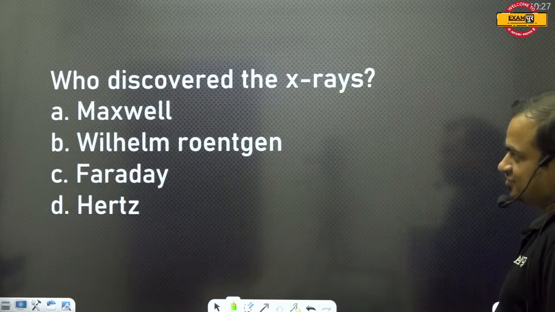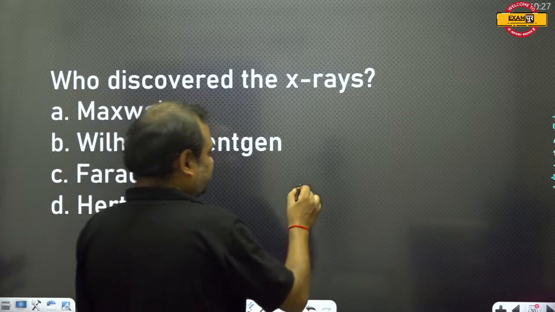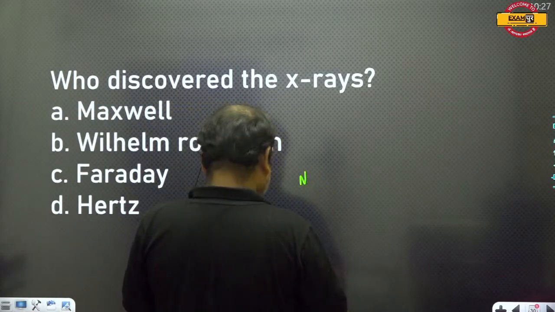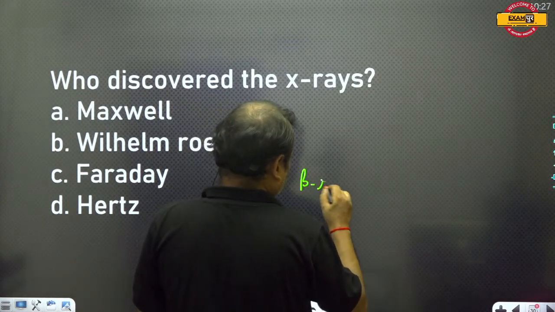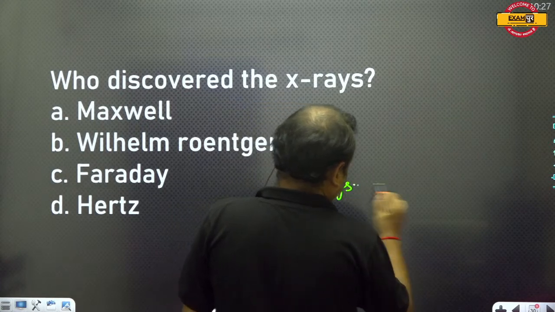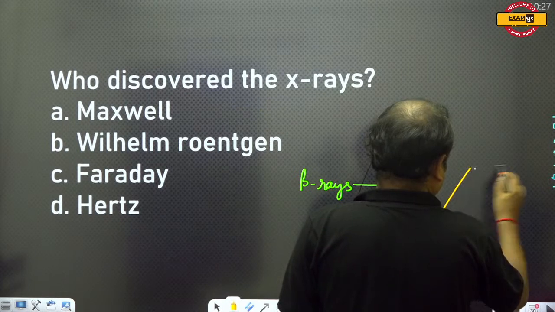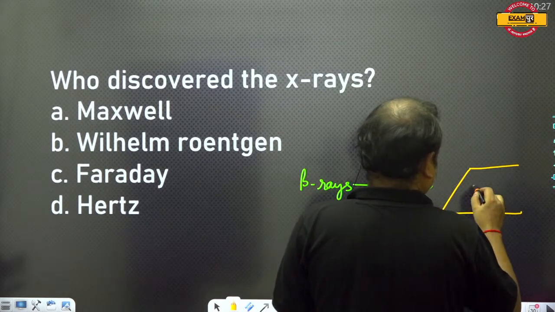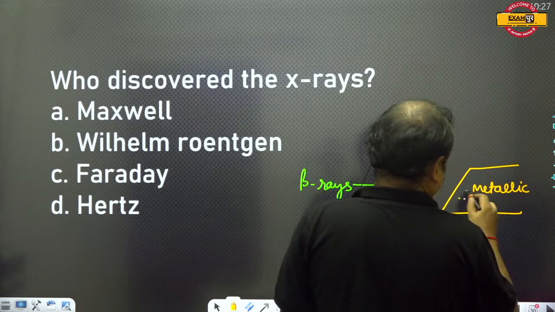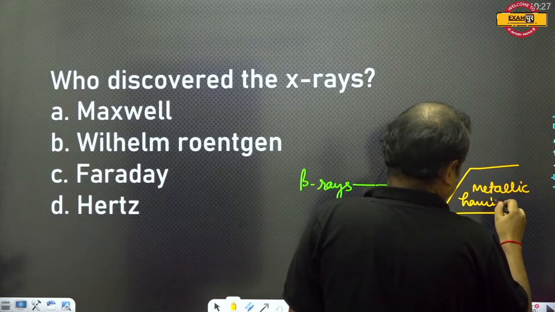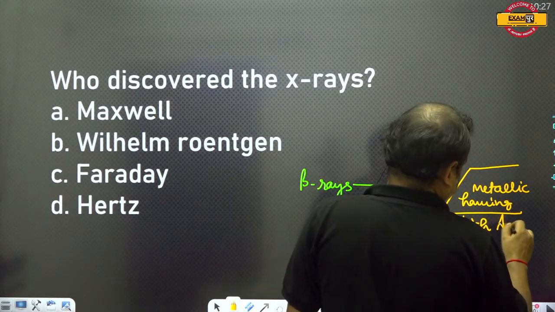Who discovered the X-rays? When we talk about the X-rays discovery, negative rays, it means beta rays, when they fell on a metal having very high atomic mass, a metal having high atomic weight.